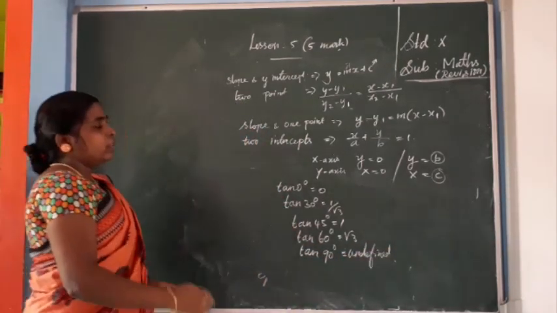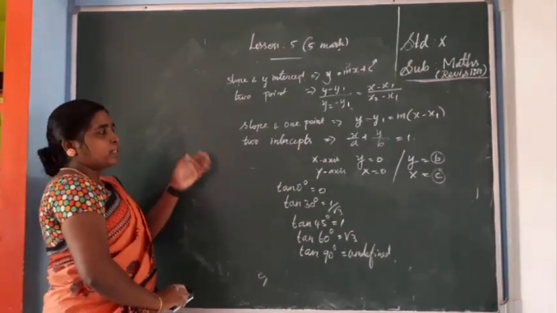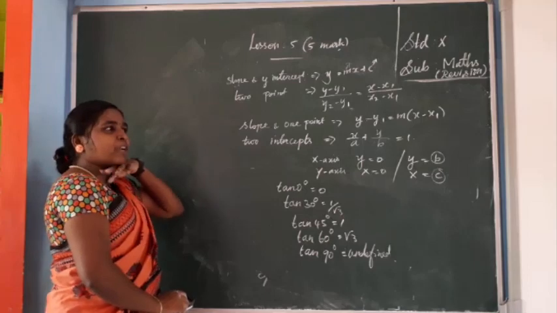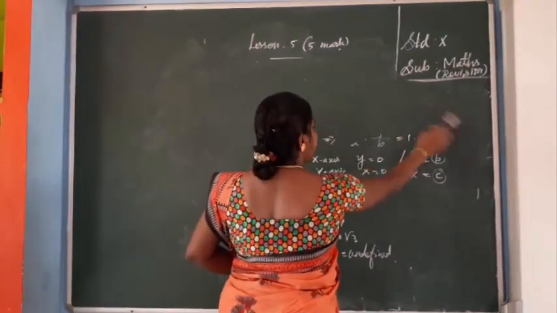Let's see how to find altitudes, medians, and the perpendicular bisector. That problem we can see now, along with the point of intersection.